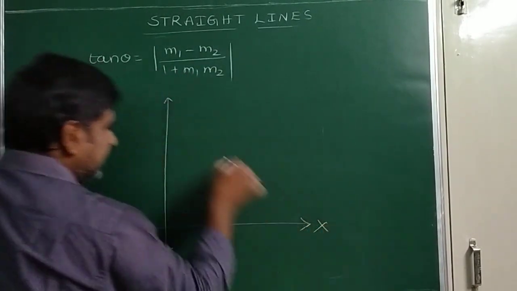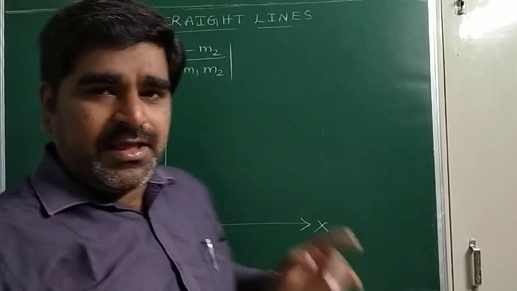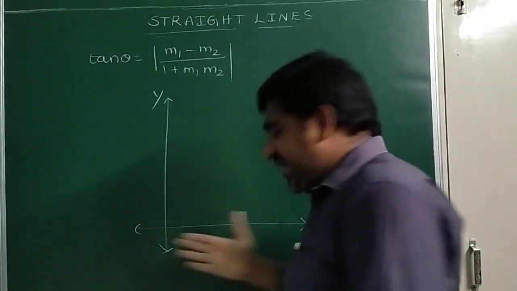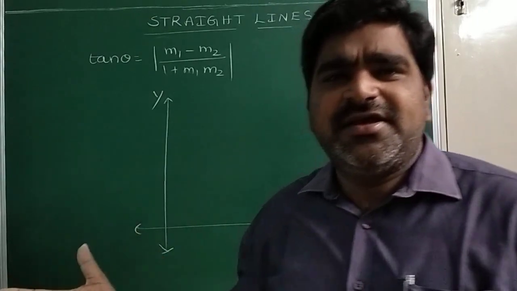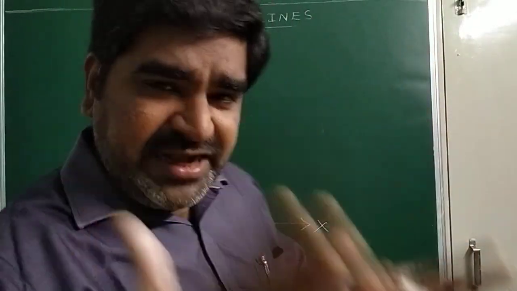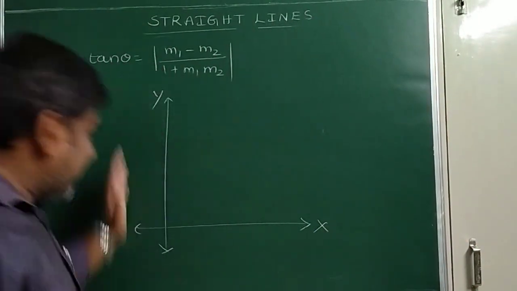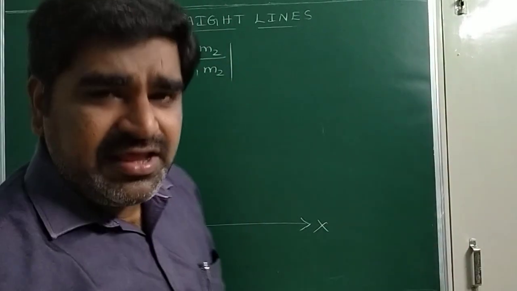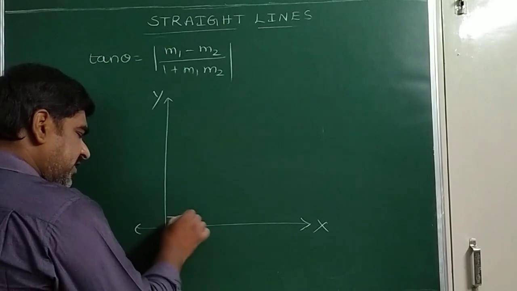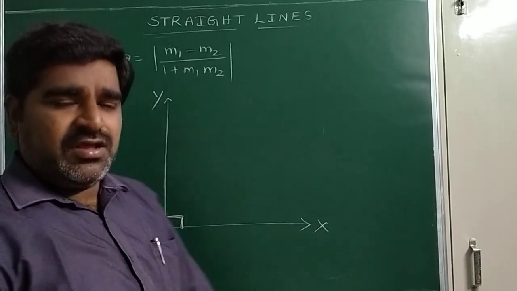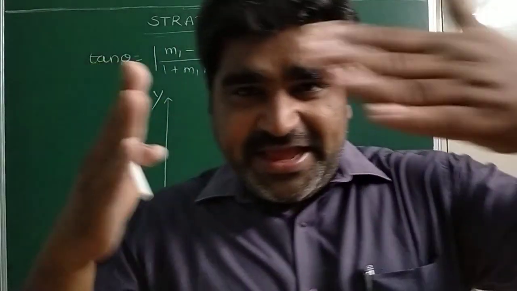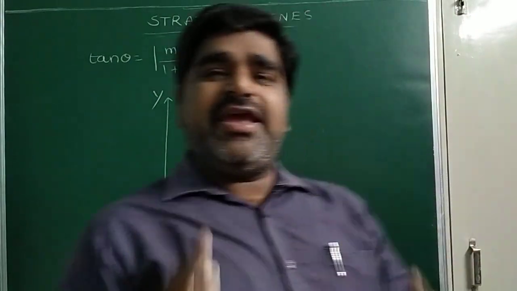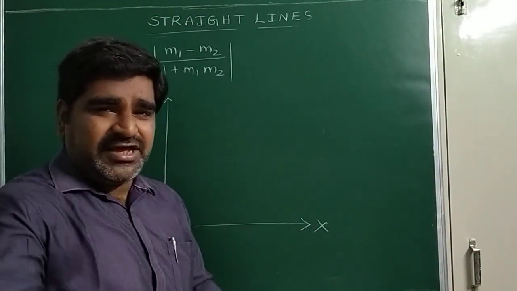See, this is the x-axis and this is the y-axis. Is the x-axis a straight line? Yes, why not? The x-axis is a straight line. Is the y-axis a straight line? Yes, why not? The y-axis is also a straight line. And what is the angle between these two straight lines? 90 degrees. That means the x-axis and y-axis are always perpendicular to each other.